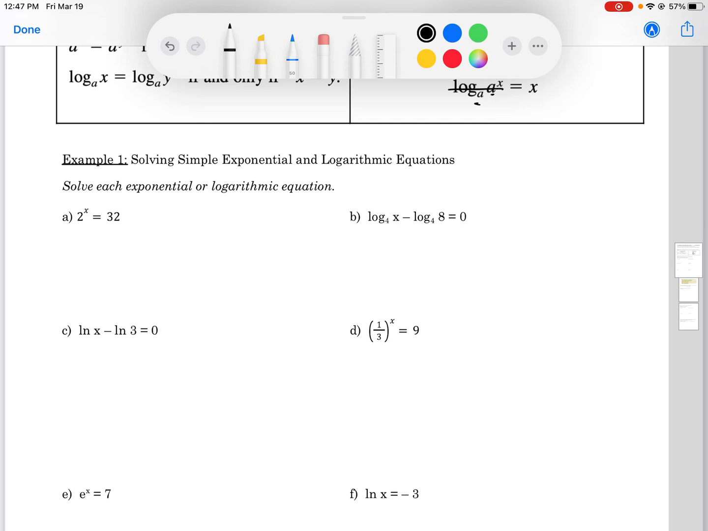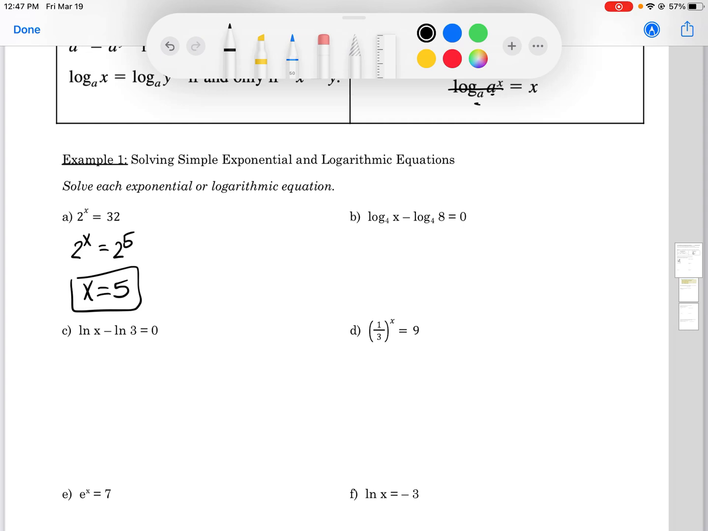So 2 to the x power is equal to 32. Really, I'm just asking myself, how many times do I have to multiply 2 to get to 32? So that is going to be 2 to the x is equal to 2 to the 5th. I can rewrite 32 as 2 to the 5th, so x is equal to 5.